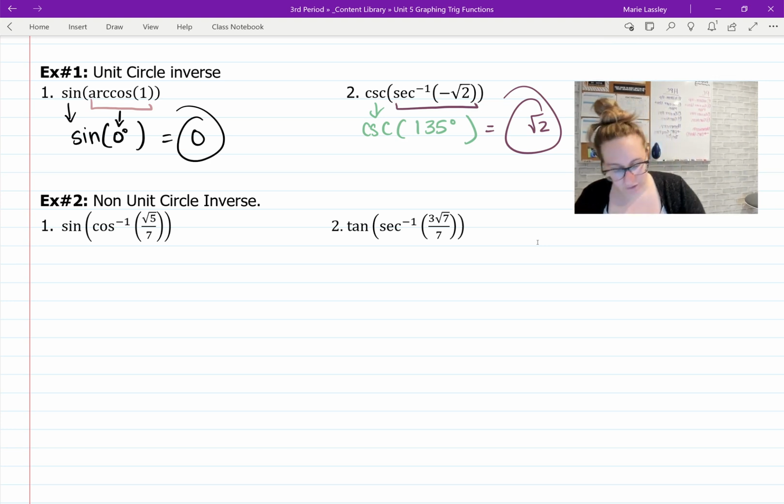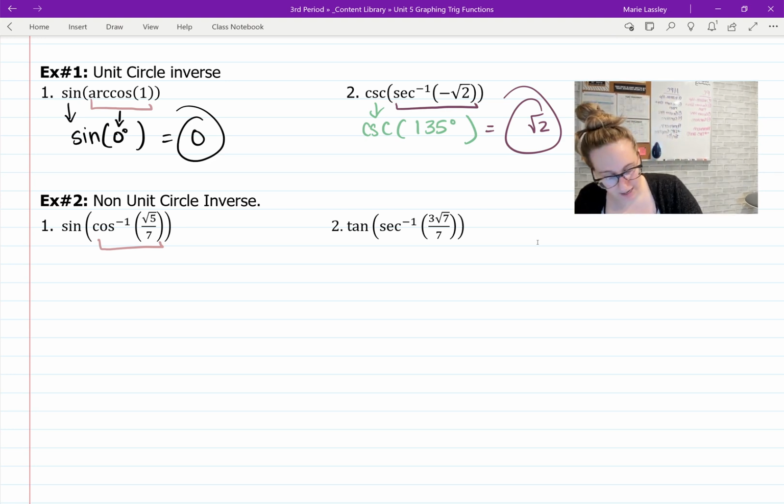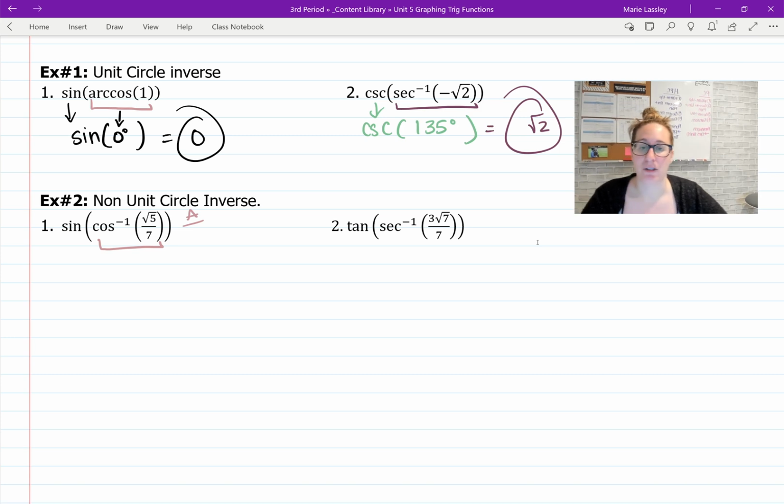All right, so for this first one, it's telling us that we have a triangle that has a cosine value of square root of 5 over 7. All right. Well, we know that cosine is adjacent over hypotenuse. So we have two sides of a triangle. The adjacent side is the square root of 5 and the hypotenuse is 7. So I'm going to go ahead and sketch this out. This is also positive, so I'm going to draw a first quadrant triangle.